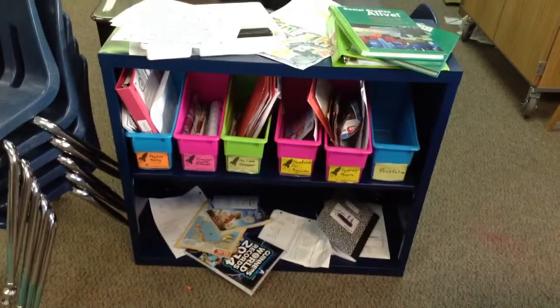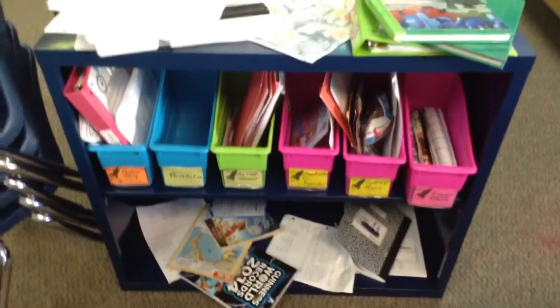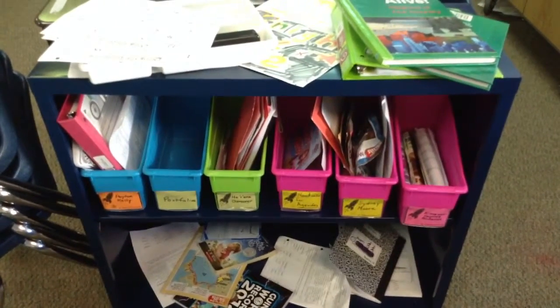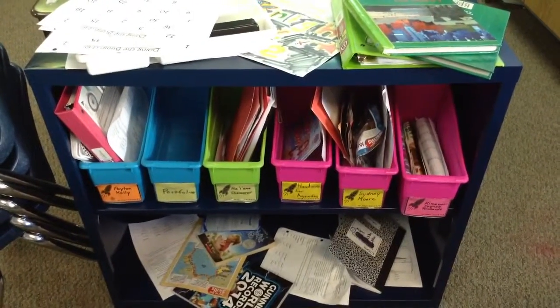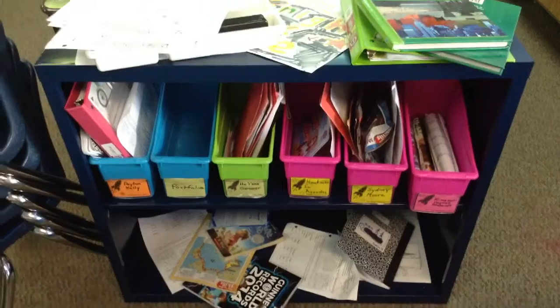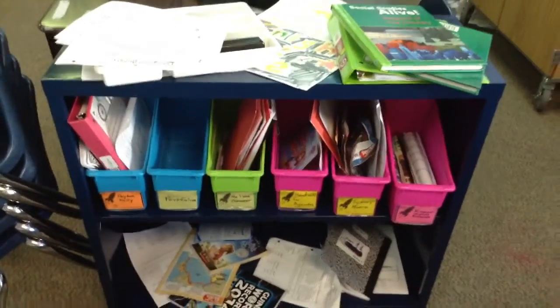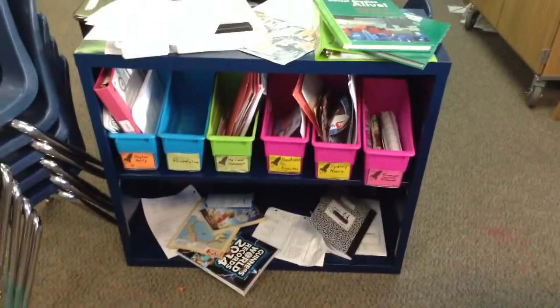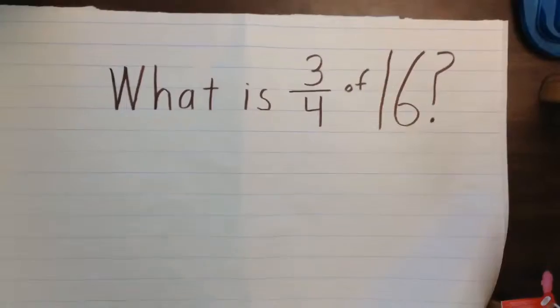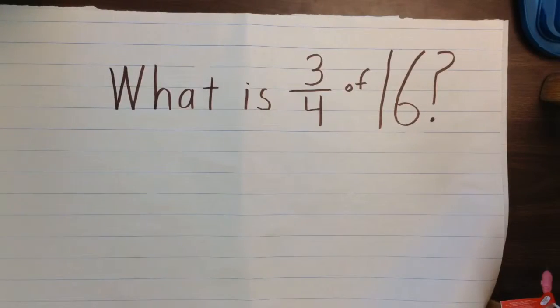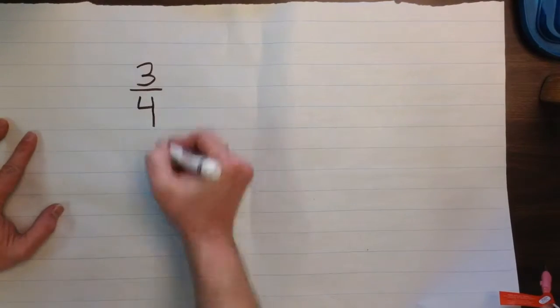If I rearrange the book boxes, you can see that half of the book boxes are pink. So that is a whole set of book boxes, and half of them are pink. The whole set has 6 parts, and 3 of those parts are pink. We're going to try and find out what 3/4 of 16 is. But let's go back and review the regular fraction 3/4.